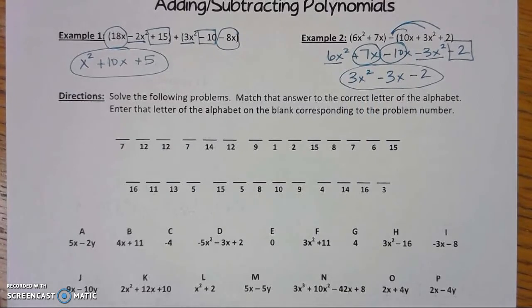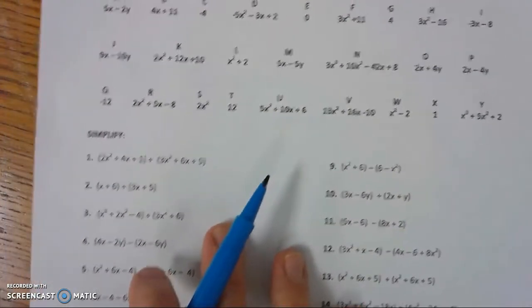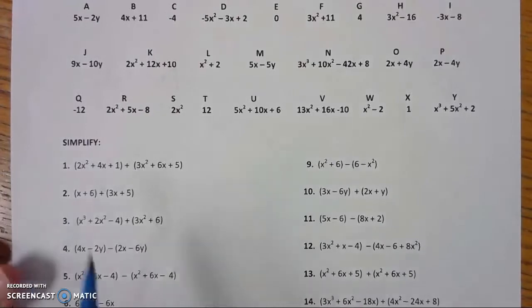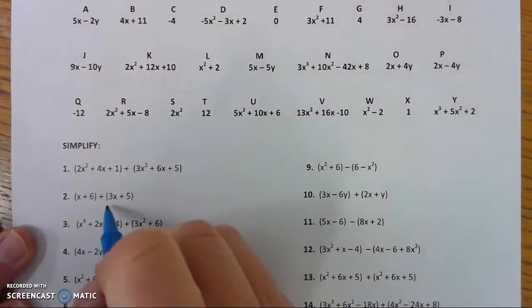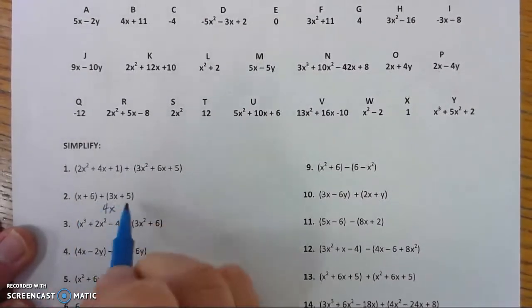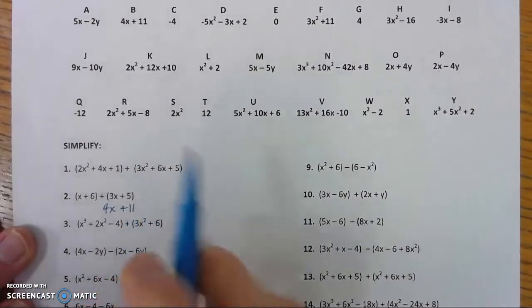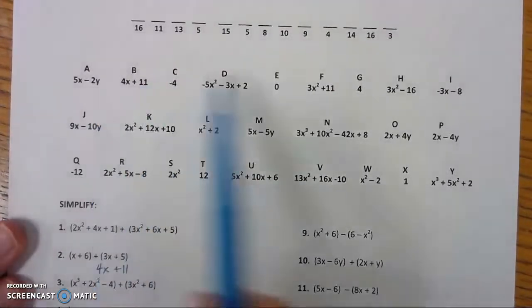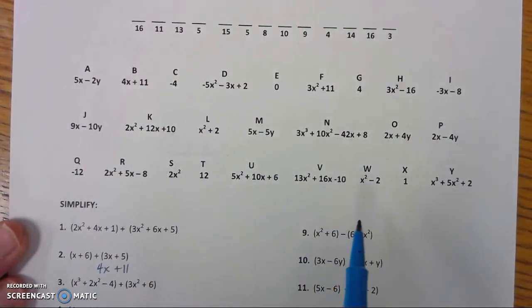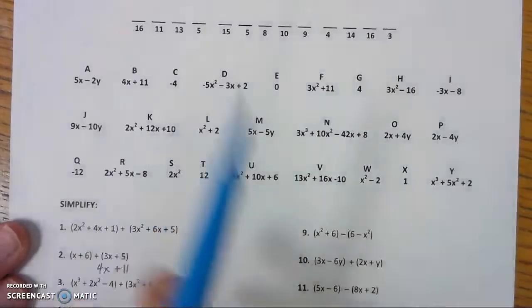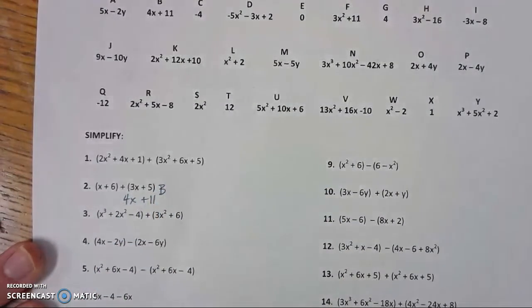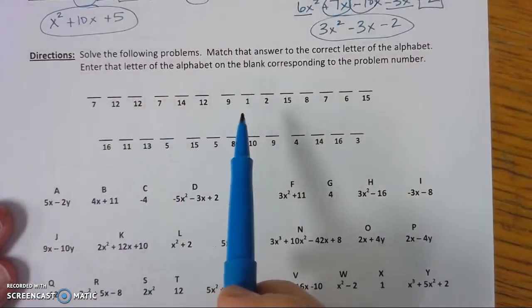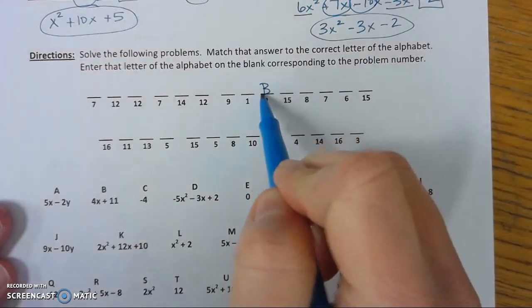Okay? So down here on this paper, let's do number 2 real quick because it's a quick one. So x plus 3x is 4x, and 6 plus 5 is 11. So then you're going to come up here and you're going to find 4x plus 11, which is b. So I'm going to write the letter b next to number 2 so I knew which one it went with. And then I'm also going to find the number 2 up here in the code and put a b there.